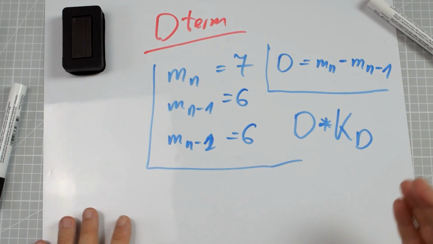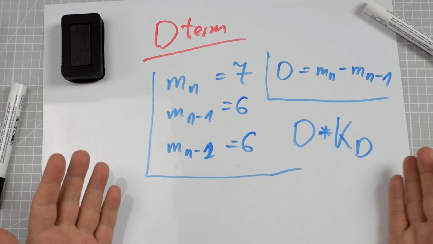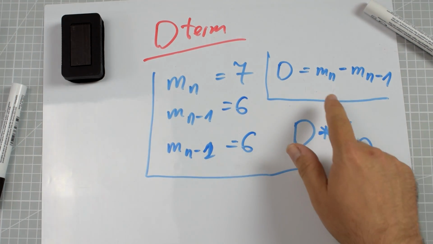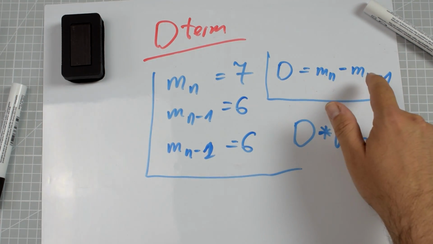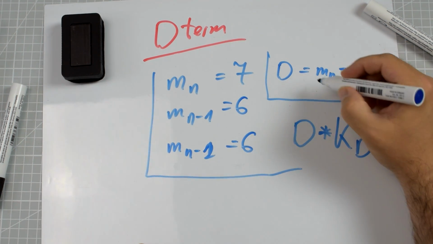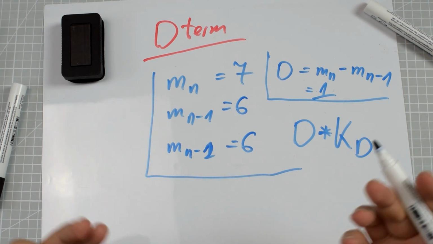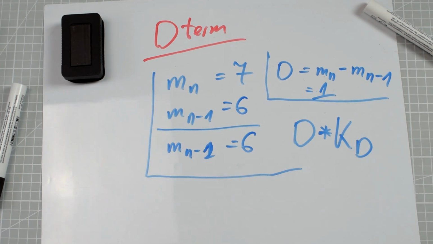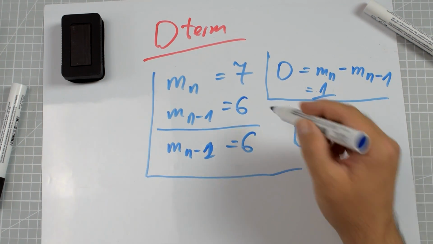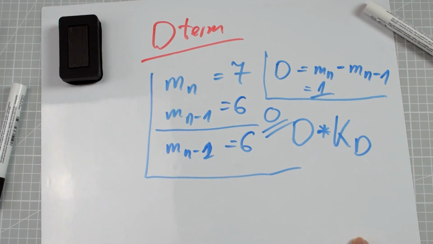So from the mathematical perspective, computing the D term is absolutely nothing super fancy, and to be honest, it's pretty simple because it's only one equation. It's the current value minus the previous value. Super. So at the sample n, what does the D term equal? 1, because 7 minus 6 is 1. Then at this moment of time, what will the value of the D term be? 0, because 6 minus 6 equals 0. And this is more or less all.